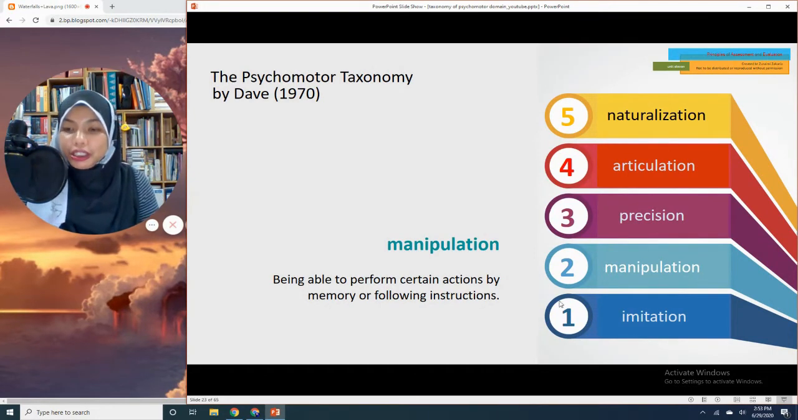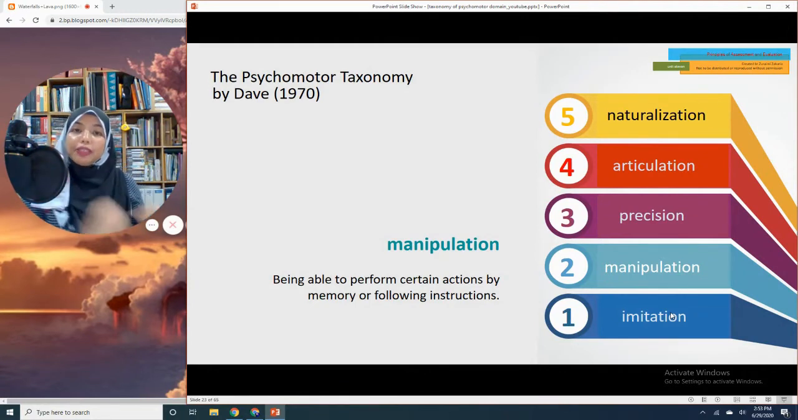So in imitation, the driving instructor will show you, okay, let's get inside the car. First, you make sure that the mirror and the side mirror are adjusted according to your height and convenience. Make sure that you adjust the seats of the car. Make sure that you put on your safety belt, okay, and then you start the car.